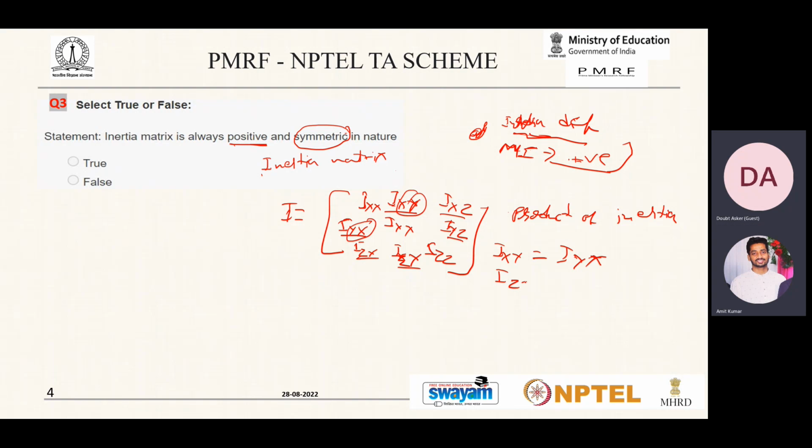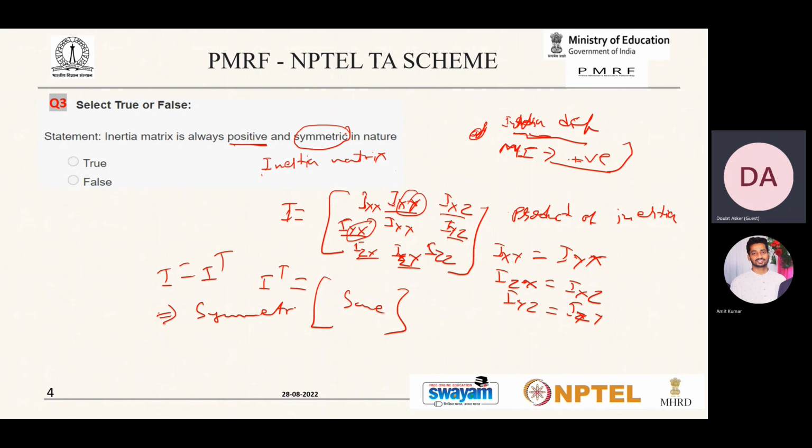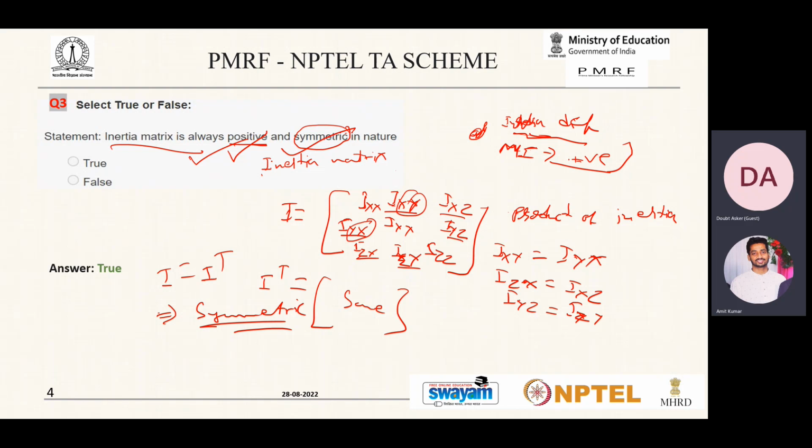So Iyx equals Ixy. What is left now? Iyz equals Izy, right? So if you take the transpose, we will get the same thing, right? That means I equals I transpose. So basically it is symmetric as well. So first we see that it's positive and it's symmetric. So whatever the statement is telling here, that the inertia matrix is always positive and symmetric, that means it is true. So the correct answer for this question is true, right?